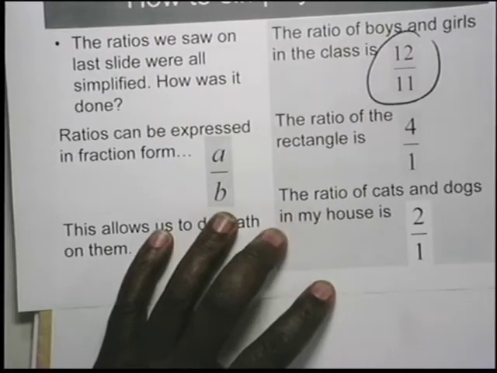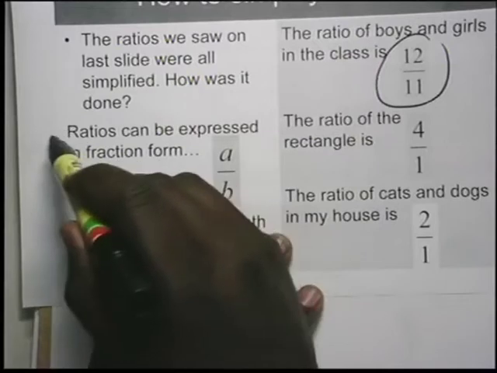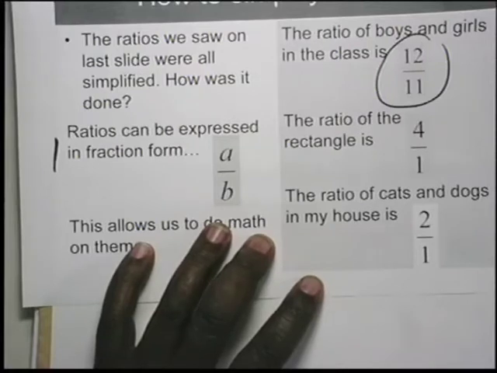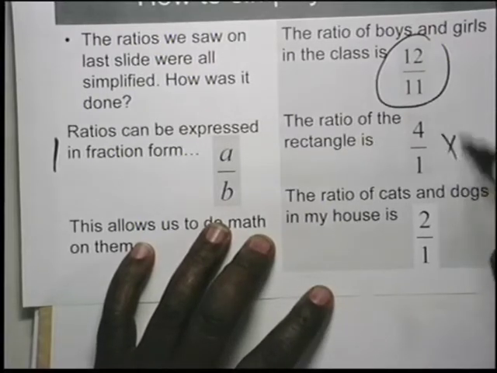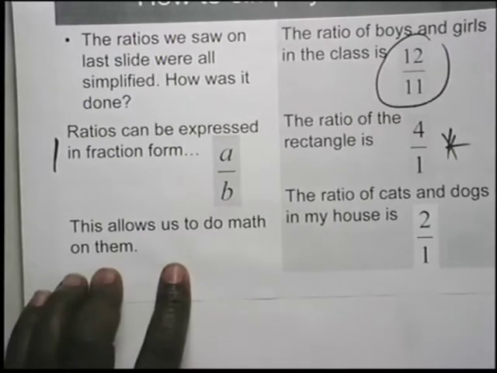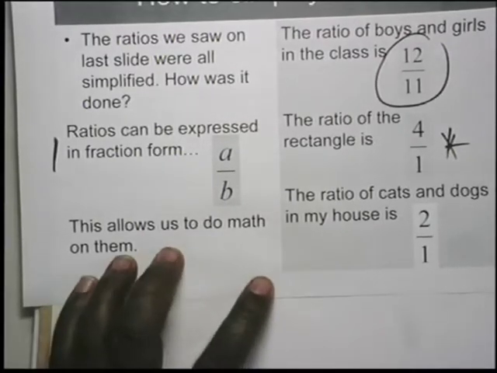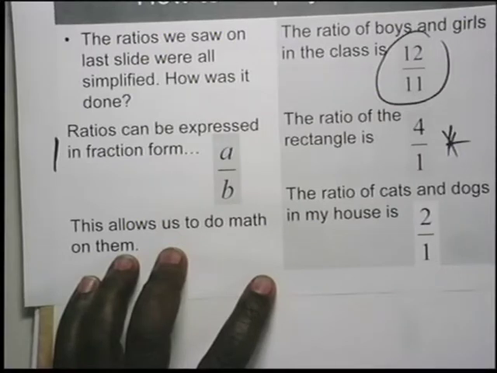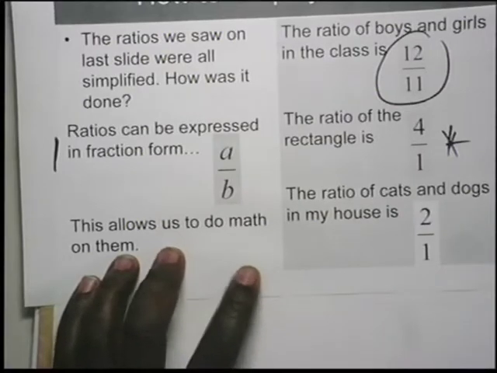Okay? We are saying again, when you look at this part, the midsection, ratios can be expressed in fraction form. We've already looked at that, A over B, where we said B should never be zero. So the ratio of the rectangle, you remember we looked at a rectangle with a length of 4 centimeters and a width of 1 centimeter. We can write it as 4:1, as shown on this slide or paper. The last one, we are now looking at the ratio of cats to dogs. We said for every 2 cats in my home, I have got 1 dog. So we can write it as 2:1.